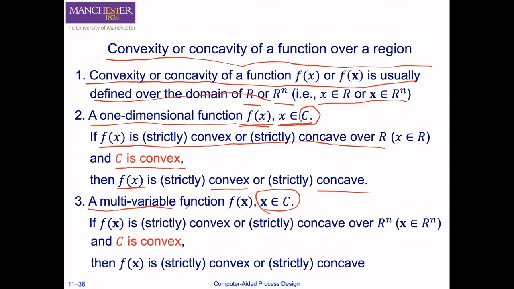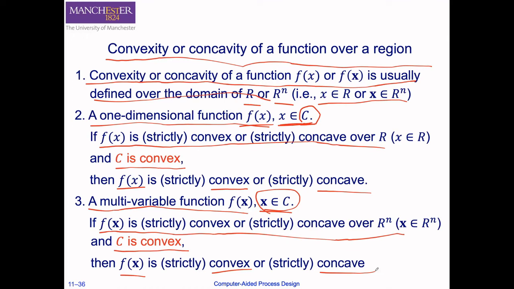Similarly, for a multi-variable function f(x), x is in the domain of C, we first need to determine if the function f(x) is convex or concave over the domain Rn. We also need to check if the domain C is convex or not. If the multi-variable function f(x) is convex over domain Rn, and the specific domain C is convex, then this function f(x) is convex. If the function f(x) is concave over the domain Rn and C is convex, then the function f(x) is concave.